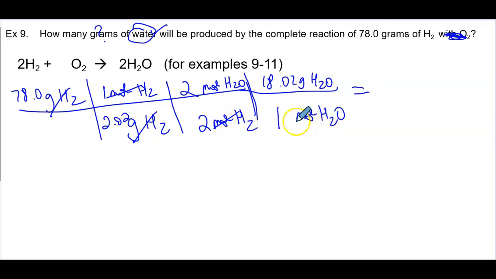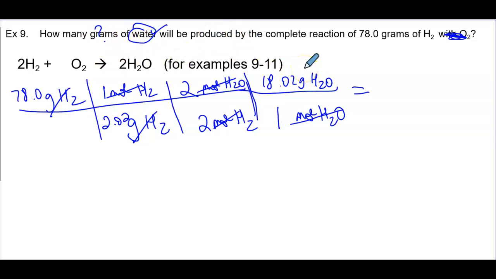Gave away a little bit that we were done. You won't know that necessarily, but you will see if you cross off your units that moles of H2 cancel with moles of H2. Remember that now our units and our chemical formula must be exact to cancel. So we have moles of H2O and moles of H2O, leaving us grams of H2O, which is exactly what we needed in our word problem.